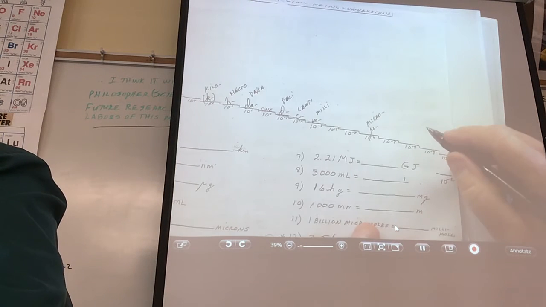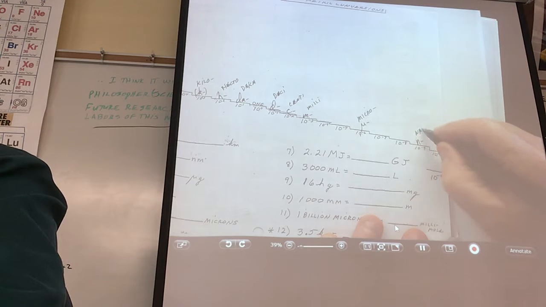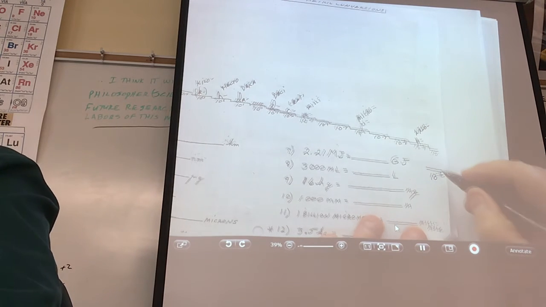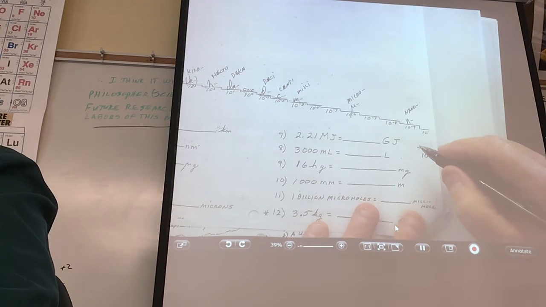And then we go down to, memory trick, nano, negative 9. And then what's 10 to the minus 12? That's small, isn't it? Anybody know that one? That's a hard one.